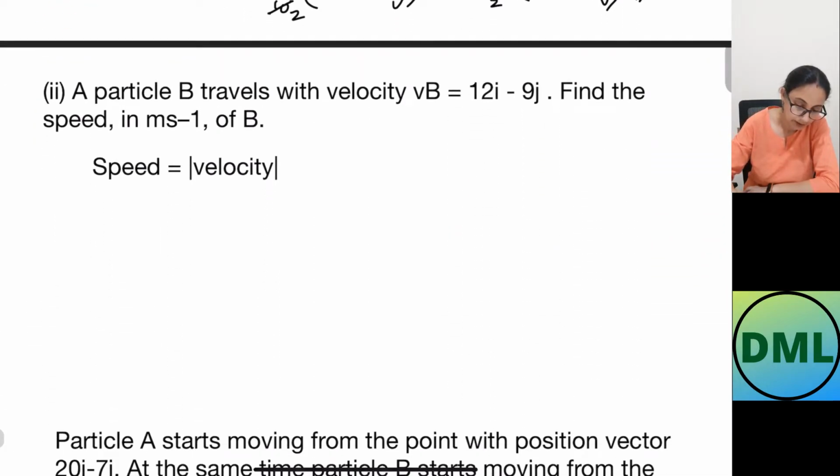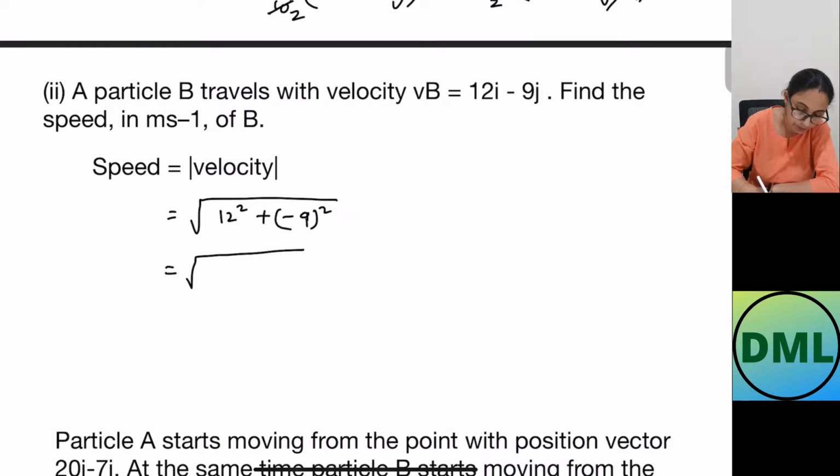Now a particle B travels with velocity VB, 12i minus 9j. Find the speed in meters per second of B. As we know, the speed is the modulus of the velocity, and the velocity is 12i minus 9j. So the modulus will be given by root of 12 square plus (minus 9) the whole square.